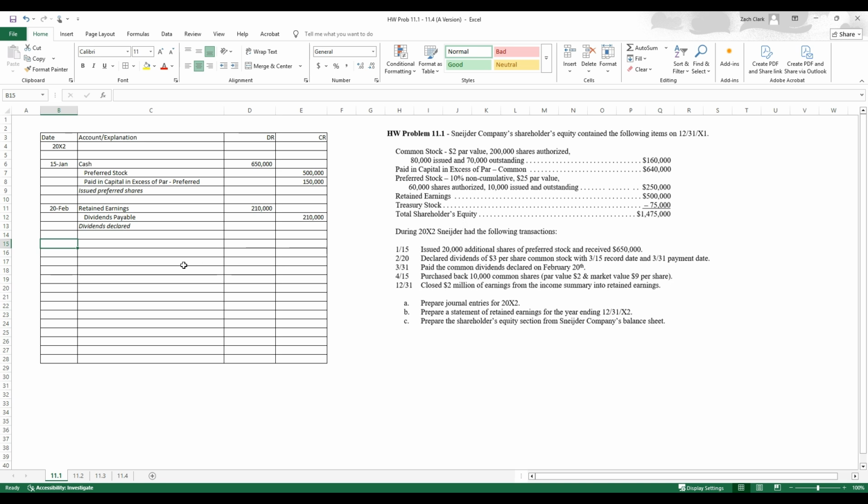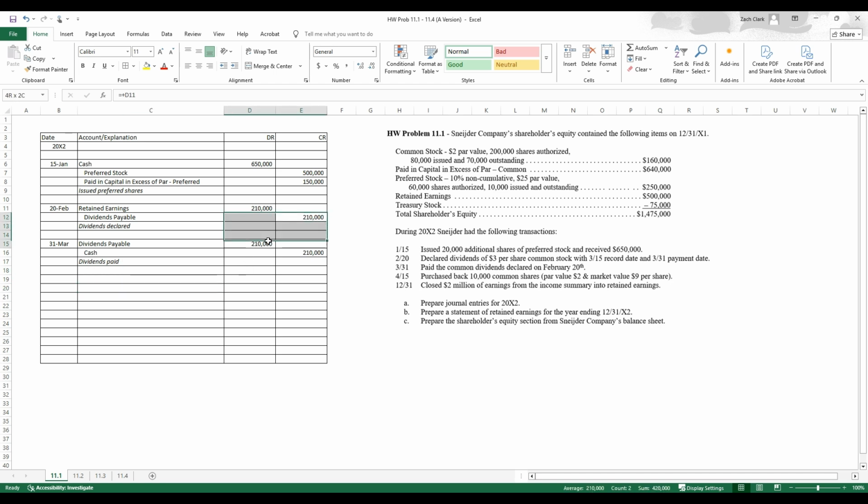Okay, so we did our dividend declaration entry there. And then on March 31st, I think we paid the dividends now. And so now it's going to be our debit to reduce our payable. And our credit will be to cash. And that will just be the 210,000 there. So this was dividends declared, and then this is dividends paid.